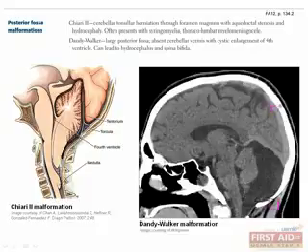Dandy-Walker is another posterior fossa malformation and is defined by having a large posterior fossa and absent cerebellar vermis with cystic enlargement of the fourth ventricle. This can also lead to hydrocephalus and spina bifida. You'll learn more about this condition in the neurology lectures.